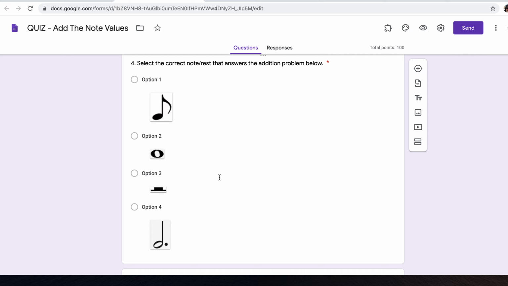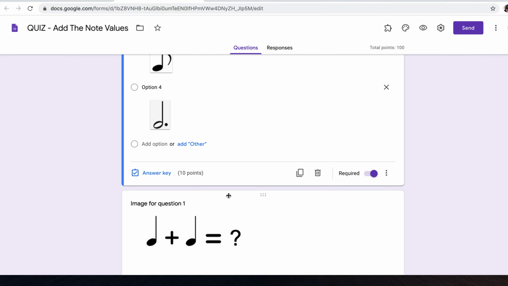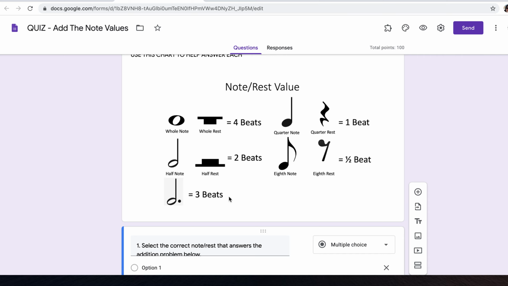Now I'm going to let you guys do the rest of them. There are 10 questions on here. If you will refer back to this chart up here at the top each time, you won't miss any of the questions. But you have to refer to this, okay? Refer to this chart for each question.